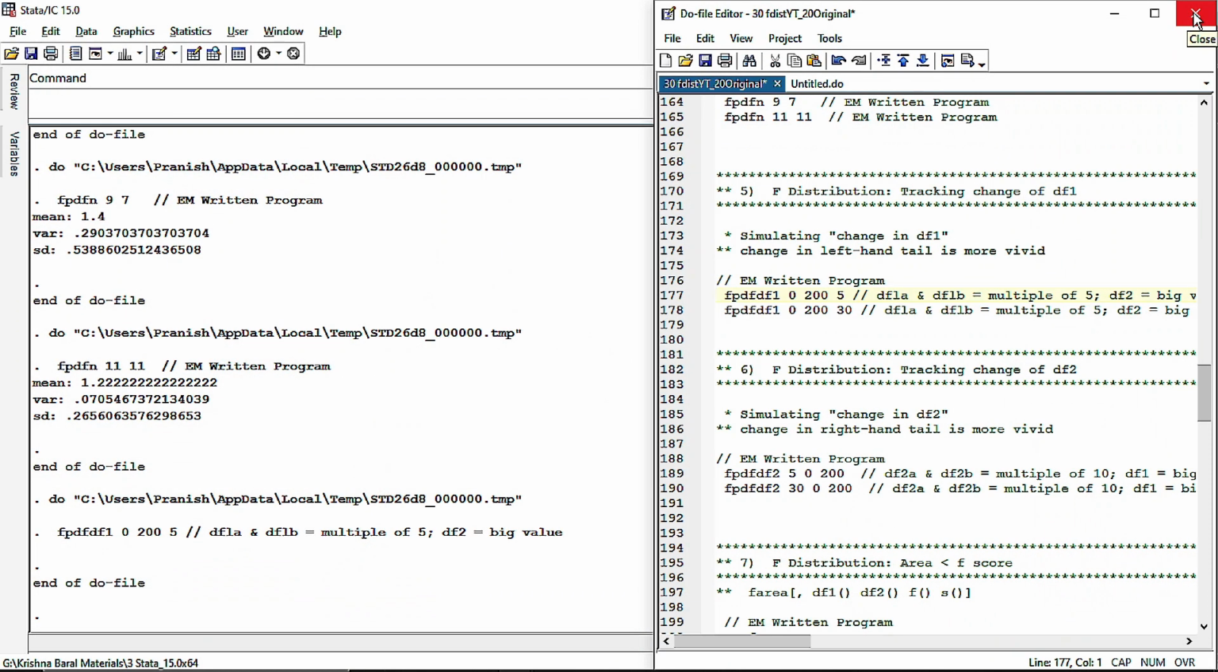Now let us repeat the same process, but this time we're going to increase the degrees of freedom 2 from 5 to 30, while we change the degrees of freedom 1 from 0 to 200, and it will increase by 10.